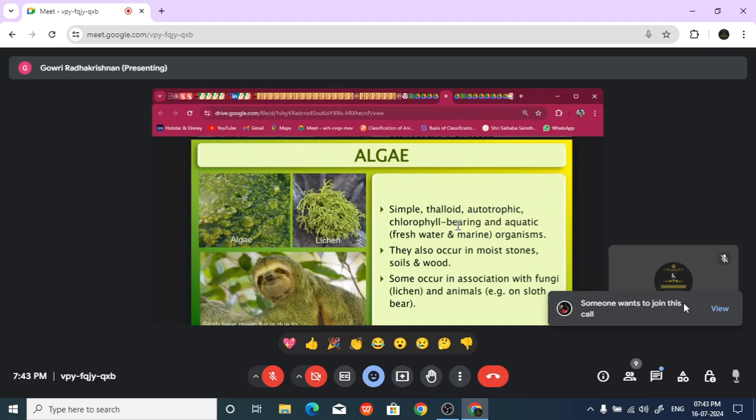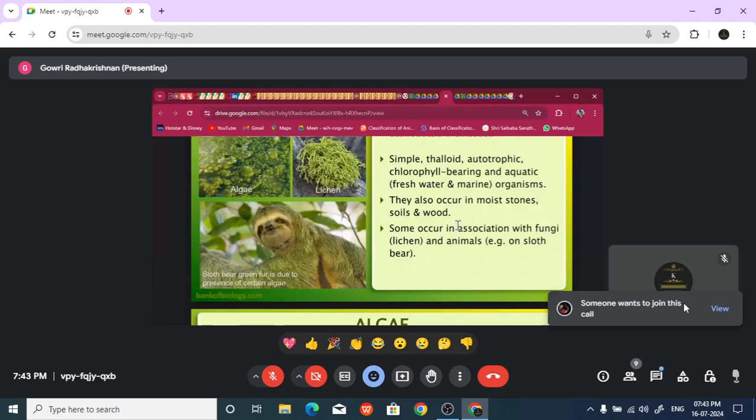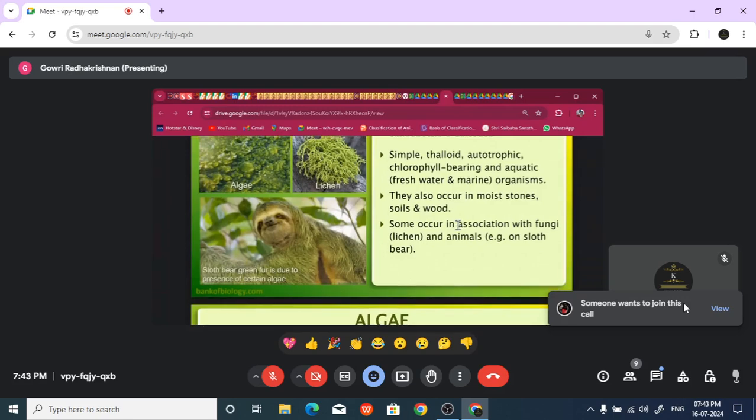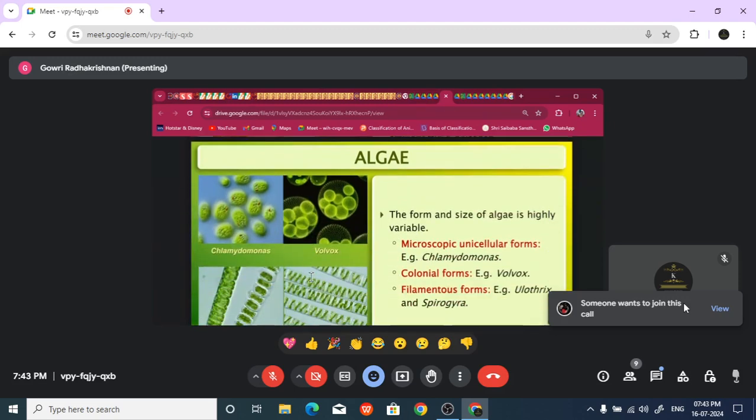They also occur in moist stones, soils, and wood. Some occur in association with fungi, that is the lichens, and animals, like the sloth bear, which you can see here on the left side of the slide. The green color on the skin of the sloth bear is because of the algae present. So it is in association with fungi or animals.